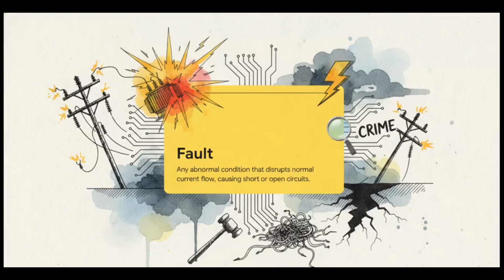So first things first, let's define what we're actually talking about here. A fault is basically any abnormal condition in a power system that disrupts the normal flow of current. It usually creates an unintentional path for current to flow, which we call a short circuit, or it interrupts the current entirely, which is an open circuit. Think of a fault as the crime in our story. It's this dangerous anomaly introducing a completely unintentional path for extreme current, and it demands immediate justice to protect the rest of the electrical community.